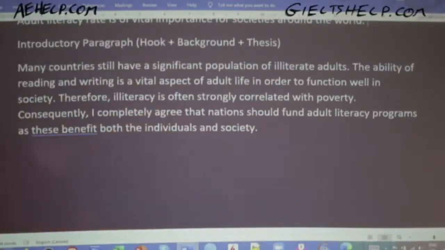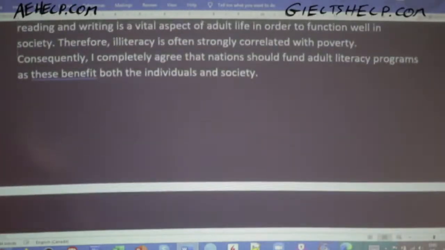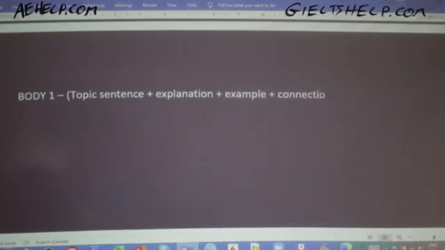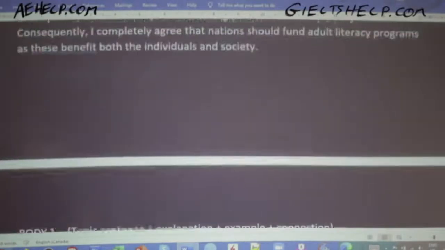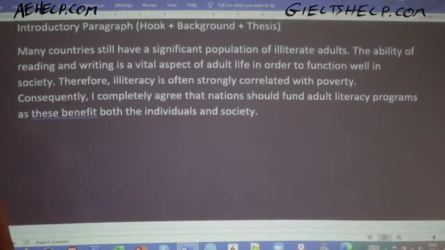All right, so now we're ready to go into body paragraph one. Before I do that, any questions about my introduction? So before I start to go into body paragraph one composition, which has a topic sentence plus explanation plus example plus a connection. Any questions about my introduction here?